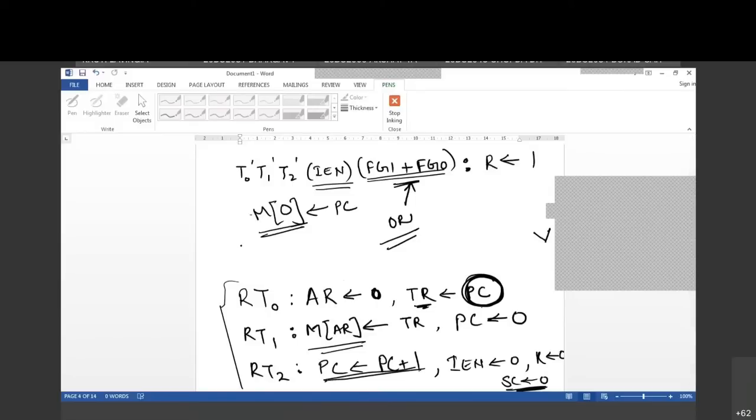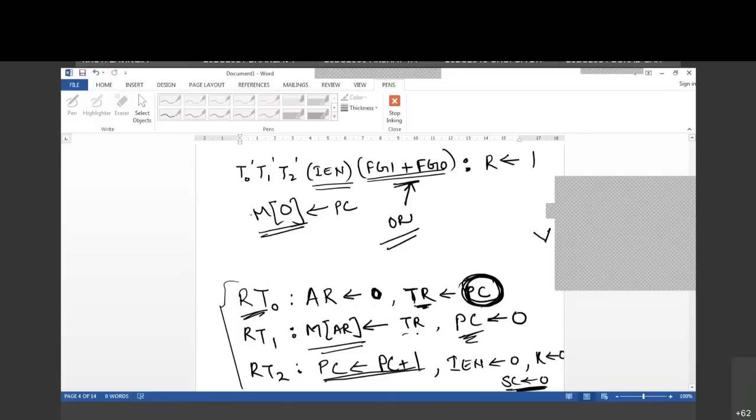So what did we do at RT0? We stored 0 in AR, because we will not directly write M of 0 equals this. Memory cannot be accessed directly; it accesses its value from the address register. So we stored 0 to AR, and I will have to store the PC value also somewhere, because I have to put something into PC. So where did we store it? In the temporary register.